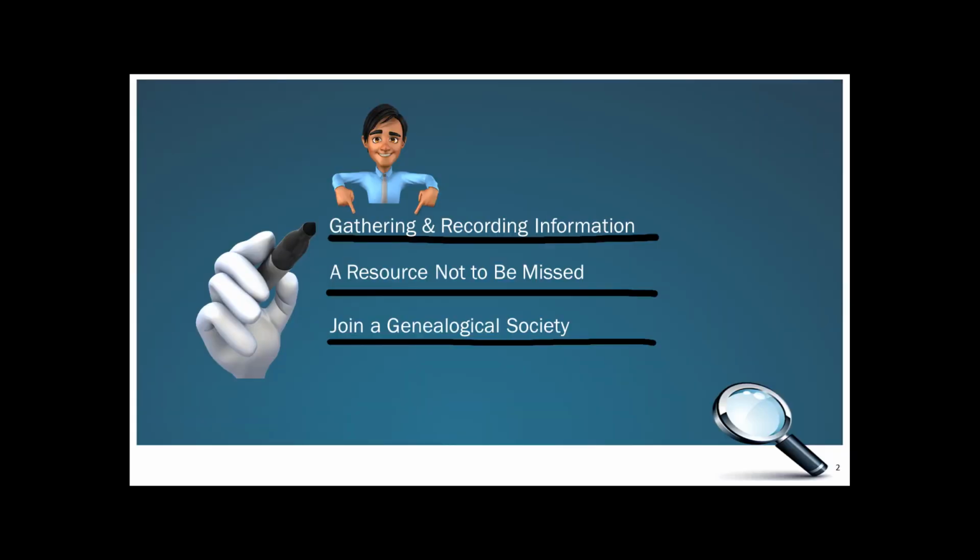The following is what I'll discuss: gathering information from home and recording this information with genealogy software or paper. A resource not to be missed. This is very important because some people do miss this resource, and as a result, they cannot solve some of their family roadblocks. Join a genealogical society. What value can a genealogical society offer? We'll discuss the benefits they offer and how they can advance your genealogy.